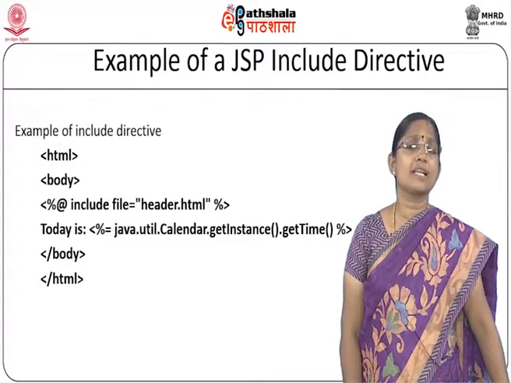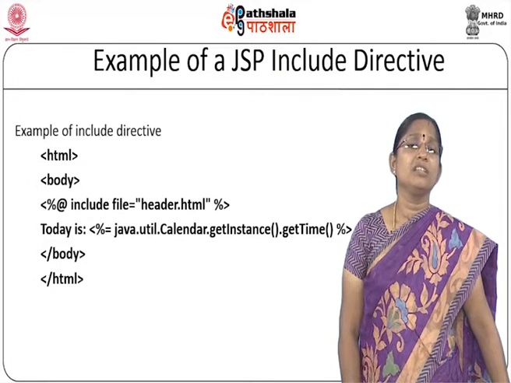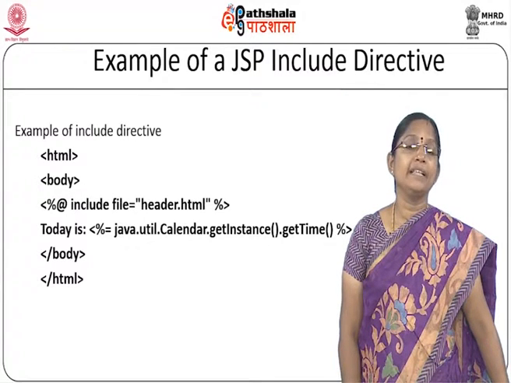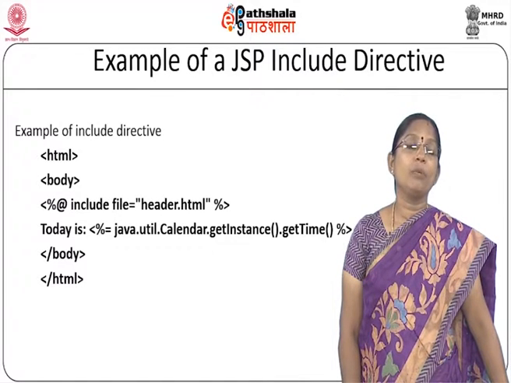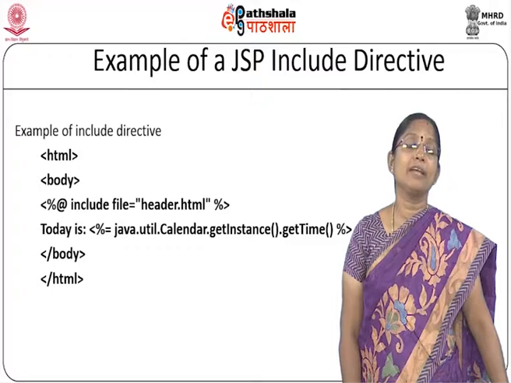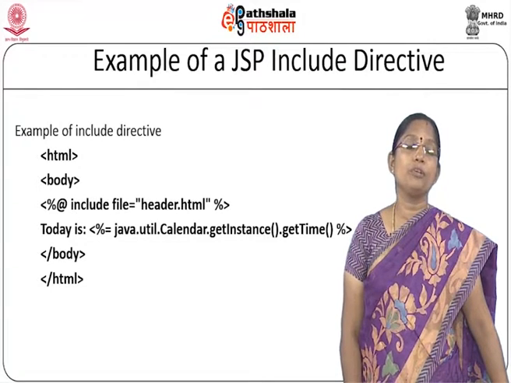Now let us see one example for the JSP include directive. This JSP page is about creating an instance of a calendar and getting the current time from the calendar. But if you look through, there is a directive called include directive, where the attribute is file and the value is header.html. Previously a file called header.html has been created. Wherever you require a header for a particular file, this file can be included, so that it promotes code reusability.